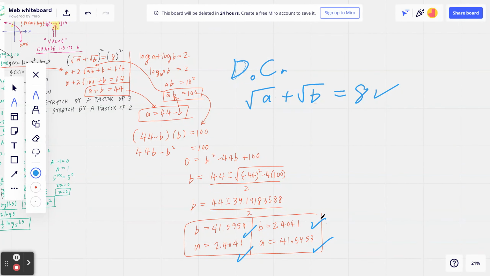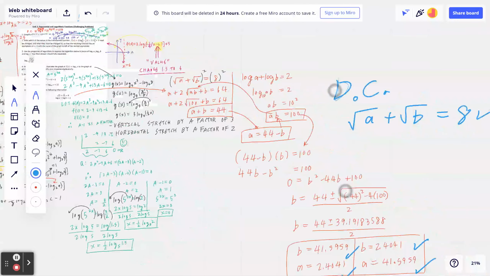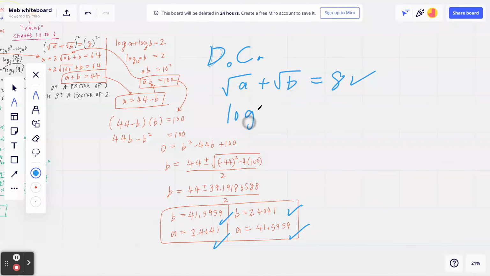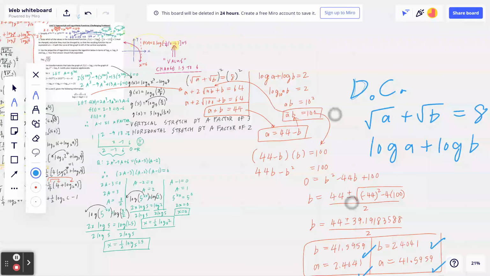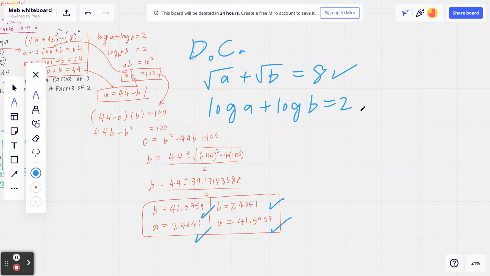But if I look at the second condition, which is what? The log of A and B. So let's see if this makes sense. Log A plus log B. So I go back, I try log of 41.5959 plus log of 2.4041. This is going to be 2. Exactly. So it is my lucky day. Wow, I can't believe this works.